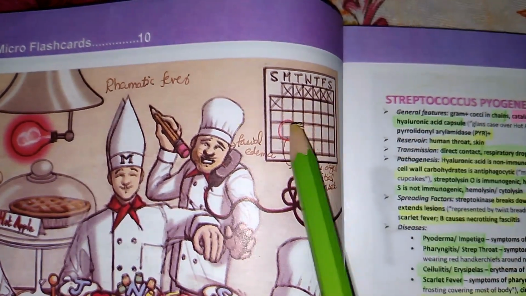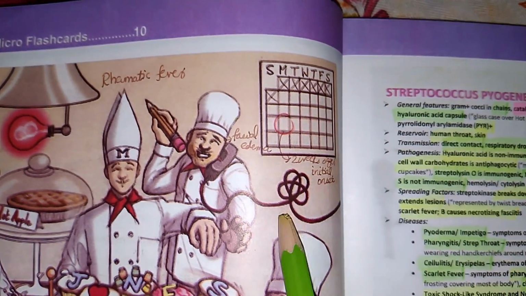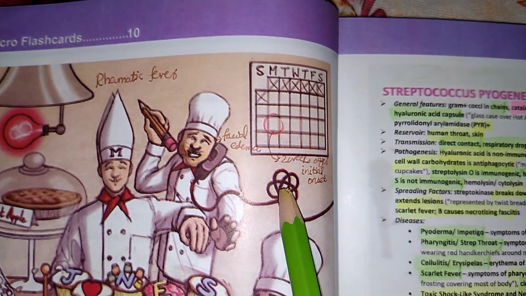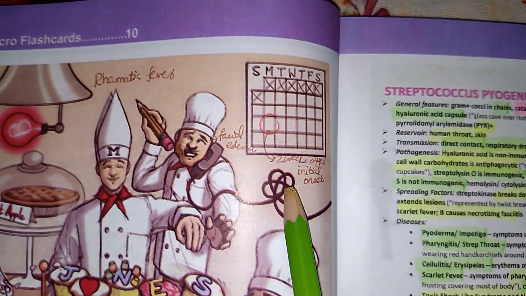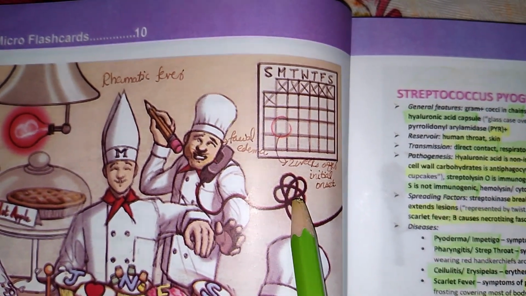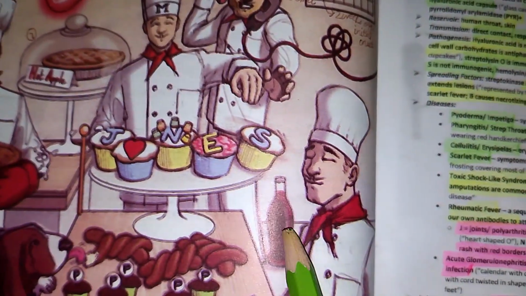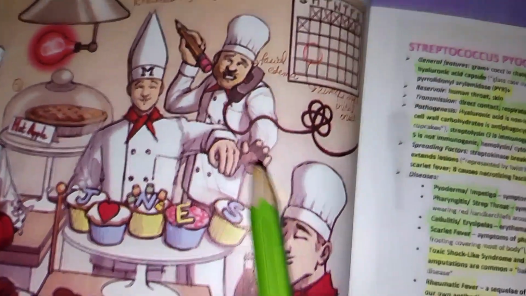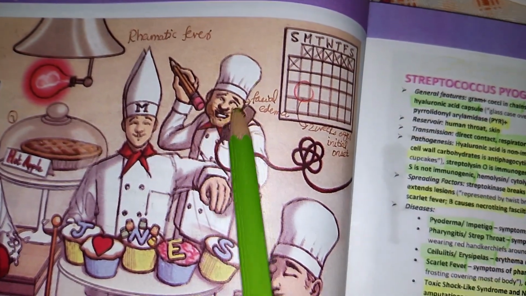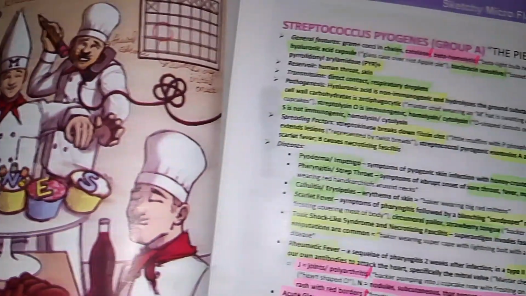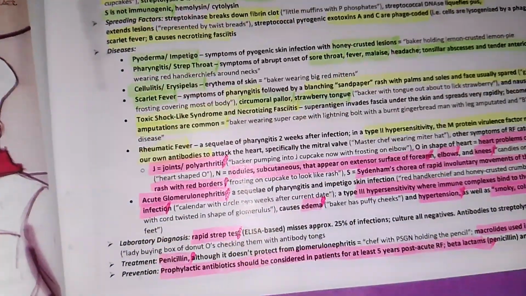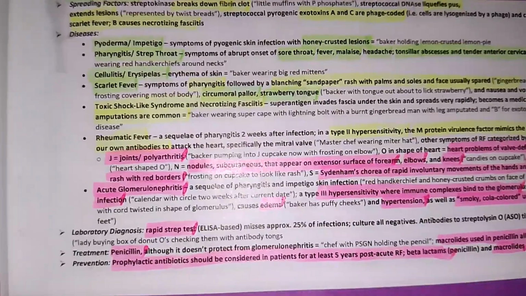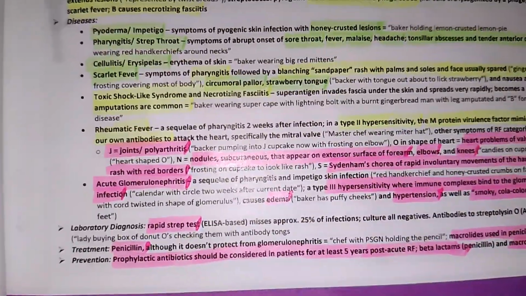Glomerulonephritis will occur after 2 weeks of the infection. This wire is actually twisted in the form of the glomerulus, representing the glomerulonephritis. And the other thing was the cola shaped urine. This is represented by the cola colored urine, and hypertension and edema is actually represented by these puffy cheeks. So these are various symptoms of the acute glomerulonephritis that will occur 2 weeks after the infection with Streptococcus pyogenes or the Streptococcus group A.